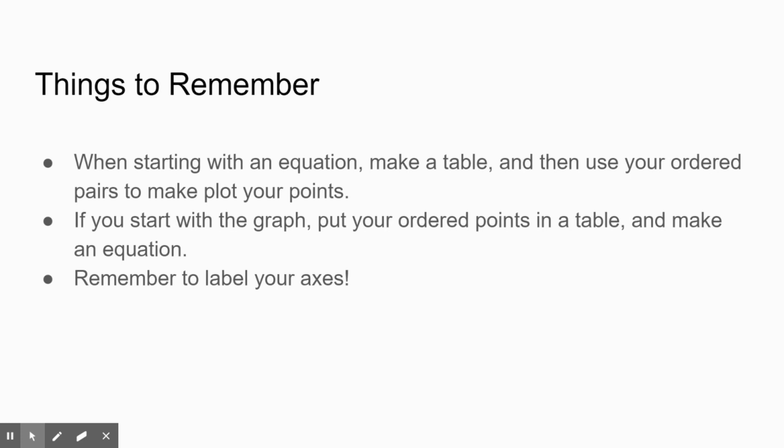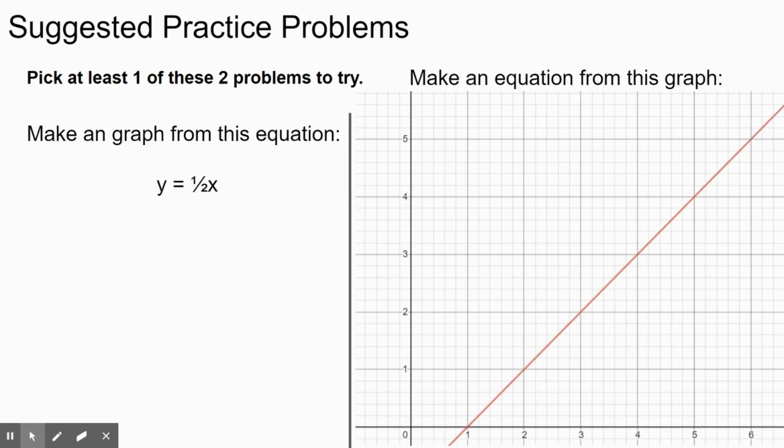It's pretty good. So, our suggested practice problems for today. There are 2 problems here. Pick at least one of them. You can do both of them if you'd like, but if you pick one of them, that's fine. The first one, you're going to make a graph from the equation. You have y is equal to 1/2 times x. The other one, you're going to make an equation from that graph that you see there. It doesn't look like the axes are labeled, but you should know which one x and y is, so make sure you label them on your work.